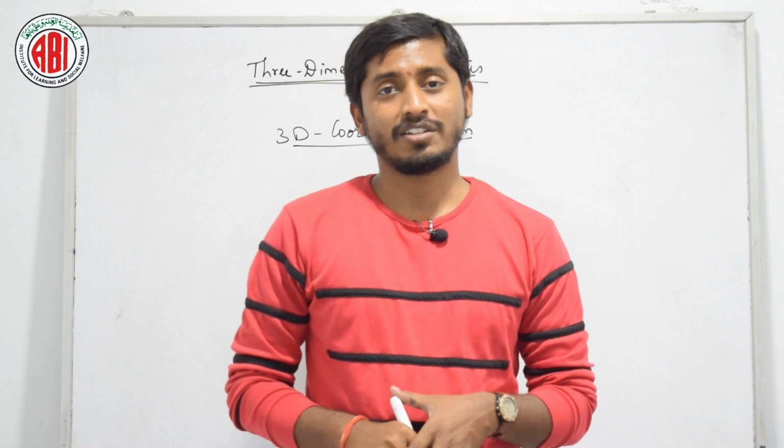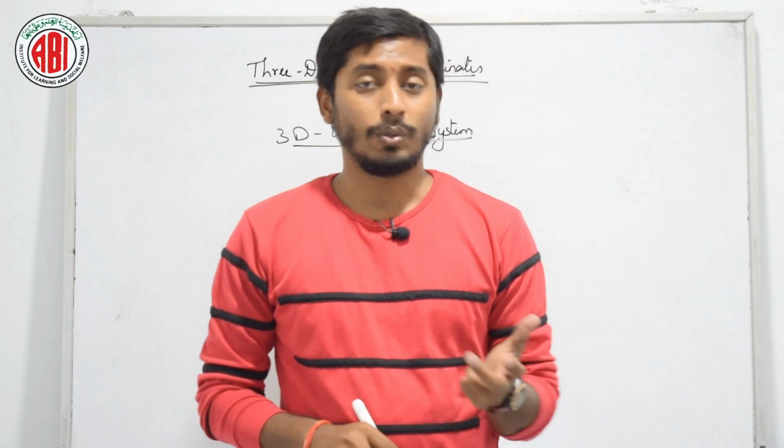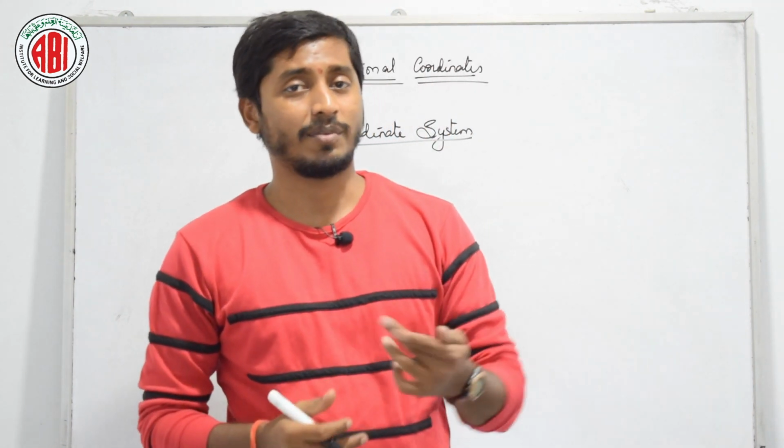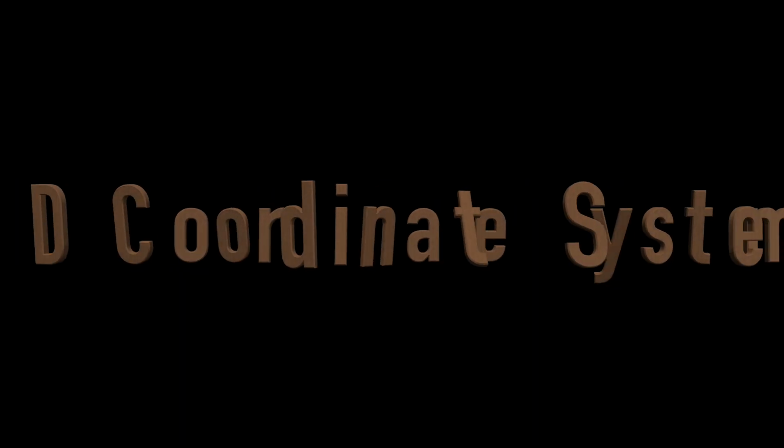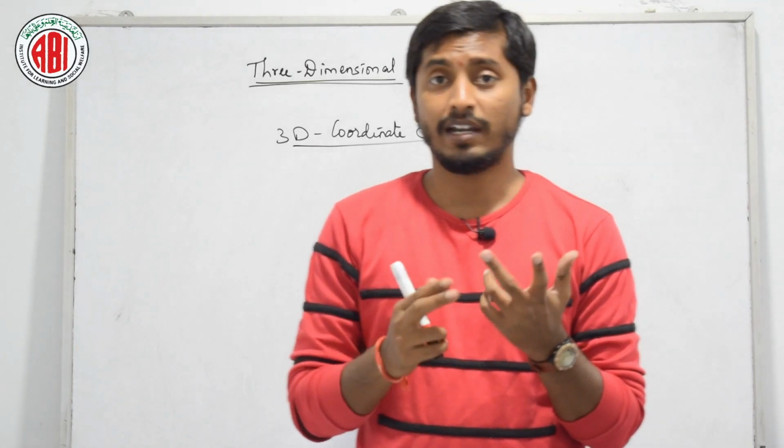In the previous sessions, we have started the locus, transformation of axes, straight lines and pair of straight lines. With the continuation of that 2D coordinate system, today we are going to start a 3D coordinate system. What do you mean by the term 3D? We have seen the two different coordinates, that is x coordinate and the y coordinate.